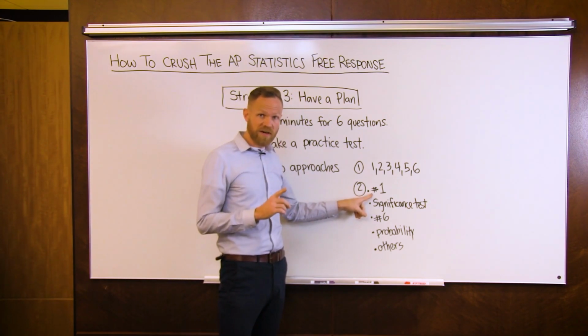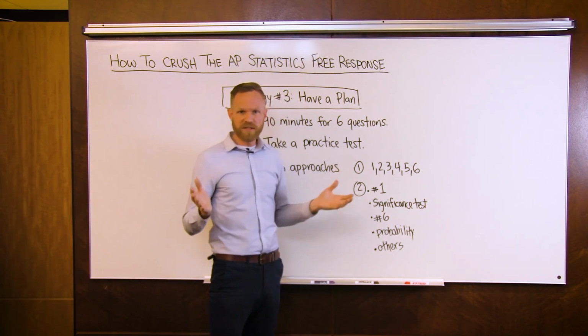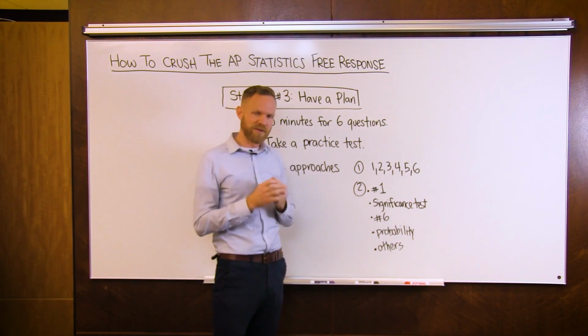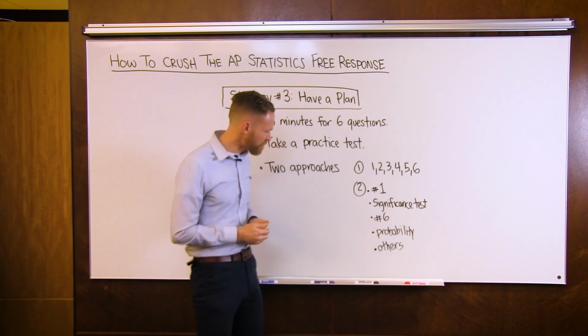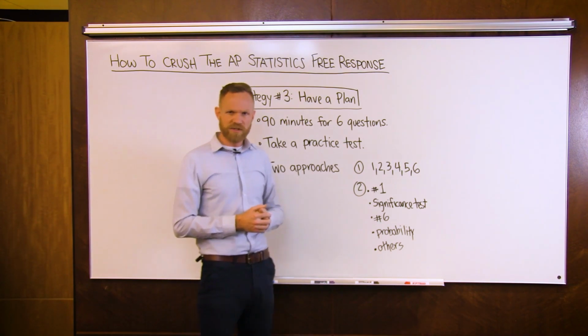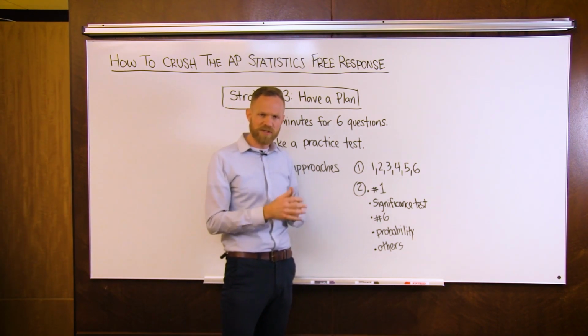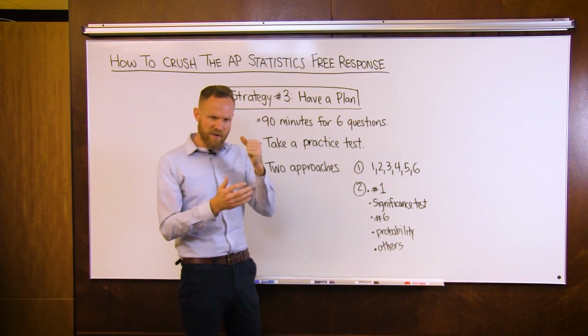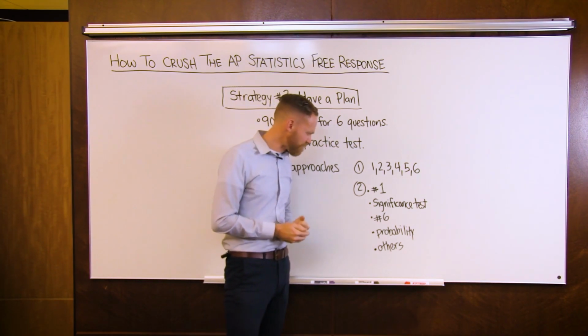My suggestion is to start on question number 1. Number 1 is typically the easiest question on the free response. It's also a good confidence builder to start out the free response. My next suggestion is to find the significance test, which typically will be question number 4 or question number 5, and make sure you do that significance test, and hopefully you can get your 4 points on that one.